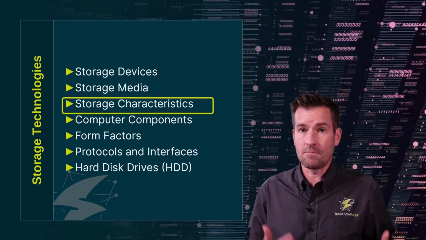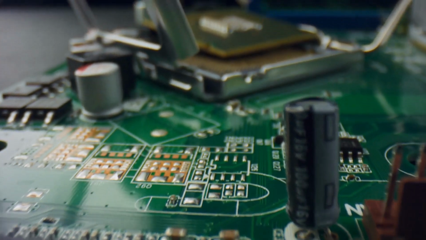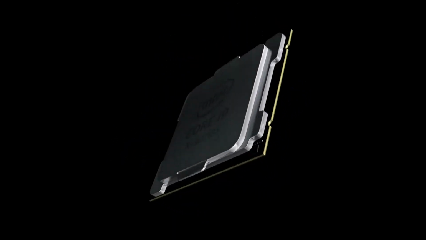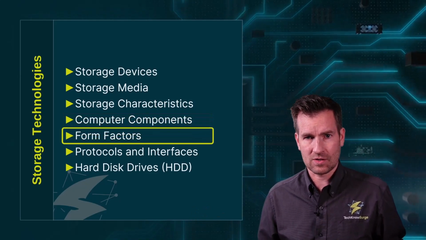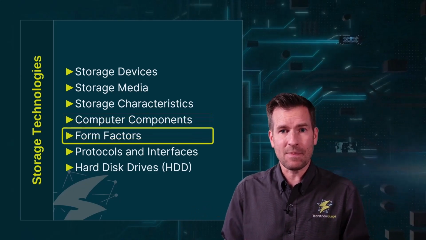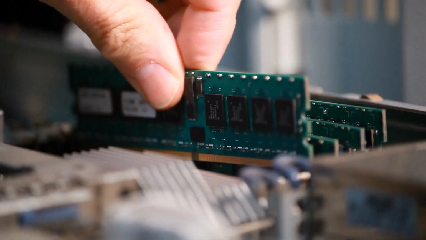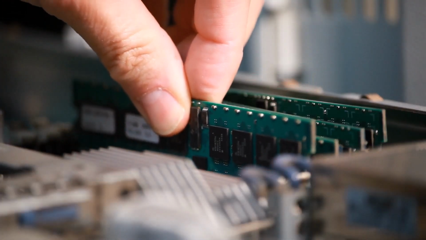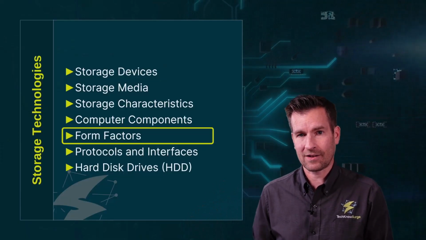Then we'll talk about computer components. What are some of the components inside your computer, what do we call those different components, and what are their functions? Then we'll get into form factors. This is kind of the size and shape and how we actually mount the stuff, whether it's going to be on our motherboard or into our devices. So we'll talk about different form factors and what those form factors are.